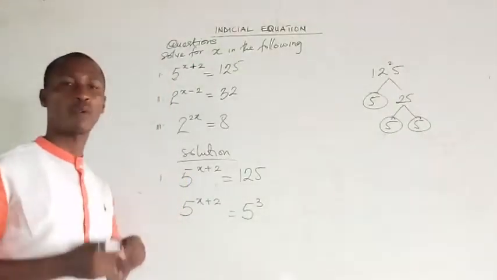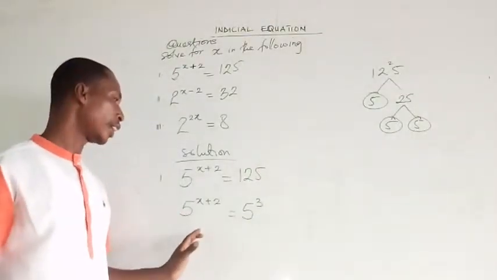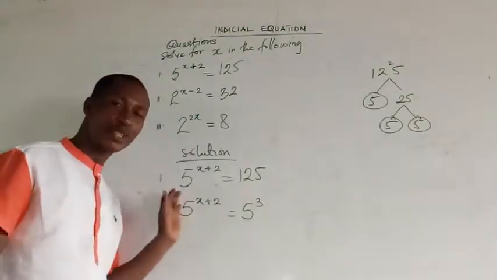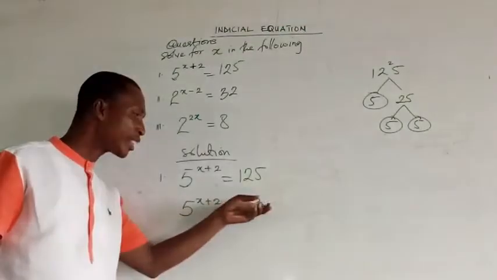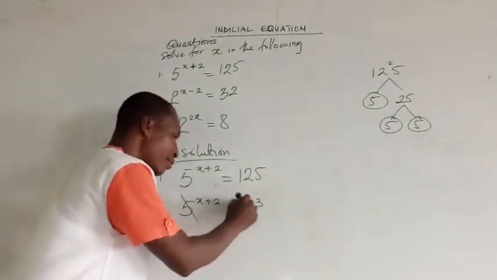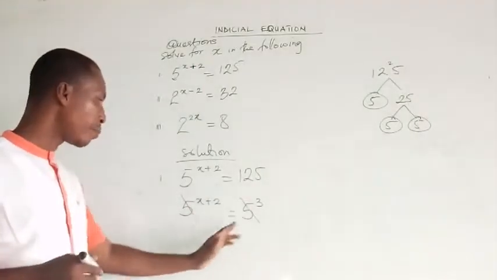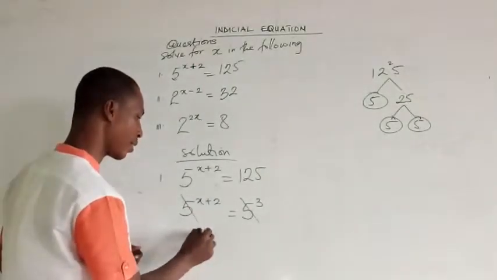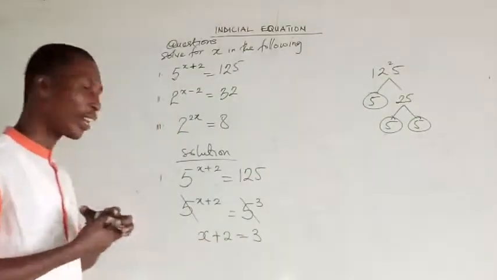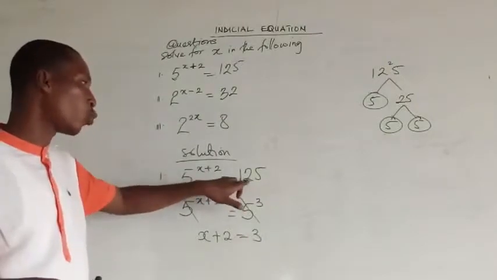Equals 5 to the power 3. Good. So if this is 5 to the power 3, then because the bases are the same, our concern is on the exponent. So you equate the base. If I equate the base, the bases cancel out, because we know that x plus 2 is equal to 125.